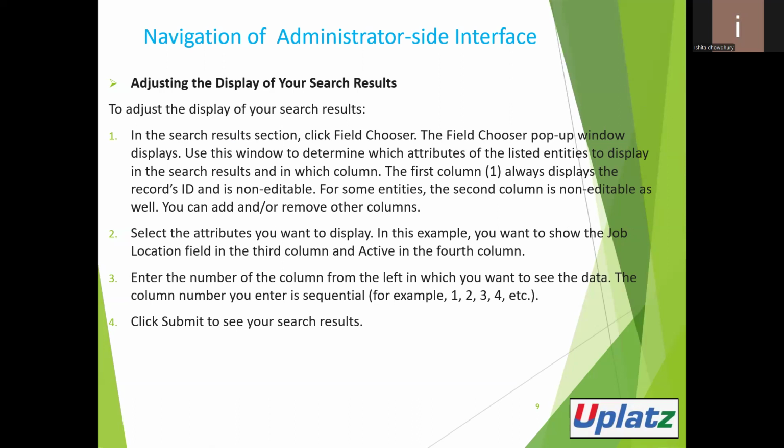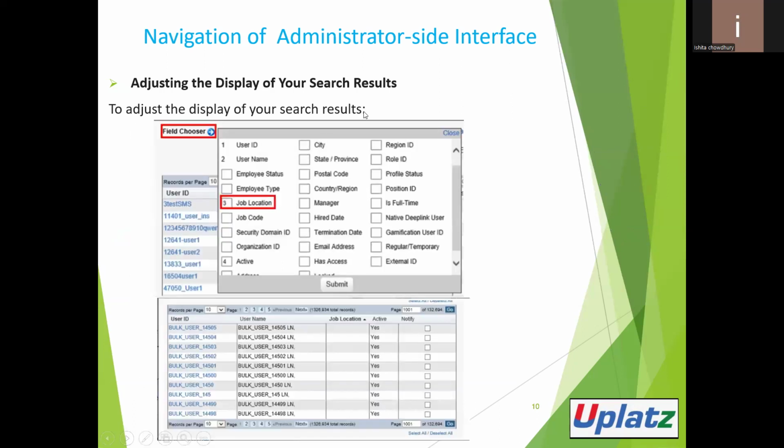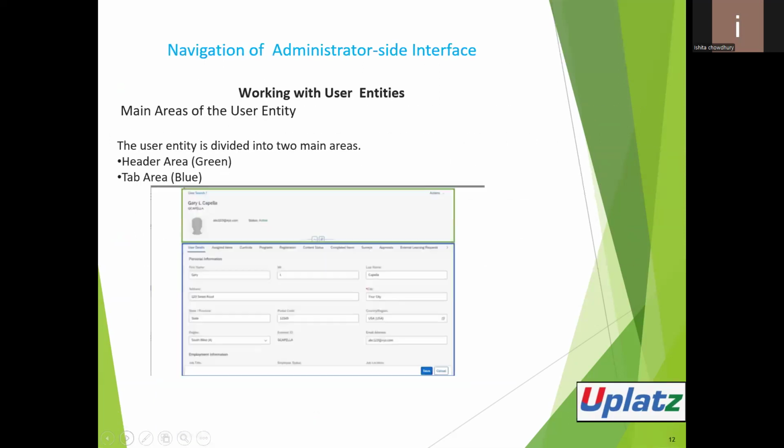Select the attributes you want to display. In this example, you want to show the job location field in the third column and active in the fourth column. Enter the number of the column from the left in which you want to see the data. The column numbers are sequential, for example 1, 2, 3, 4, etc. Click submit to see your search results. Okay. So this is the screenshot of how the navigation works.